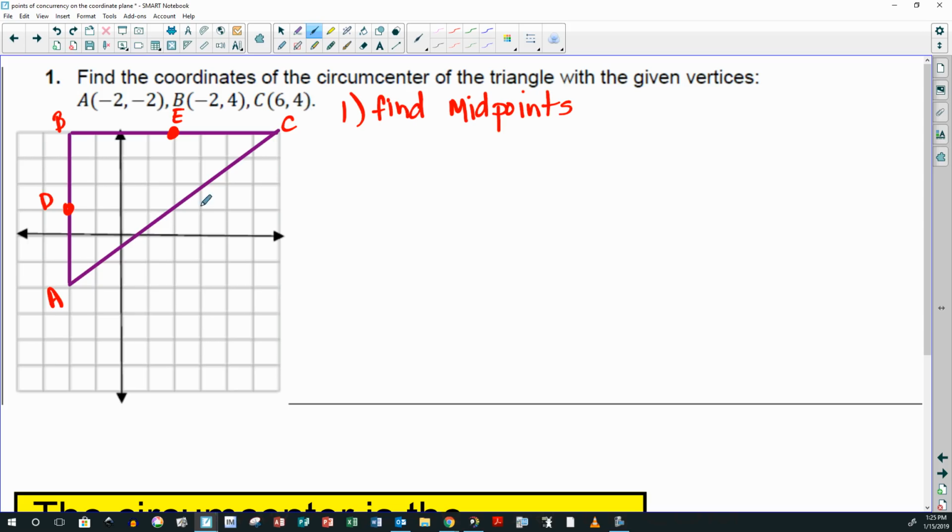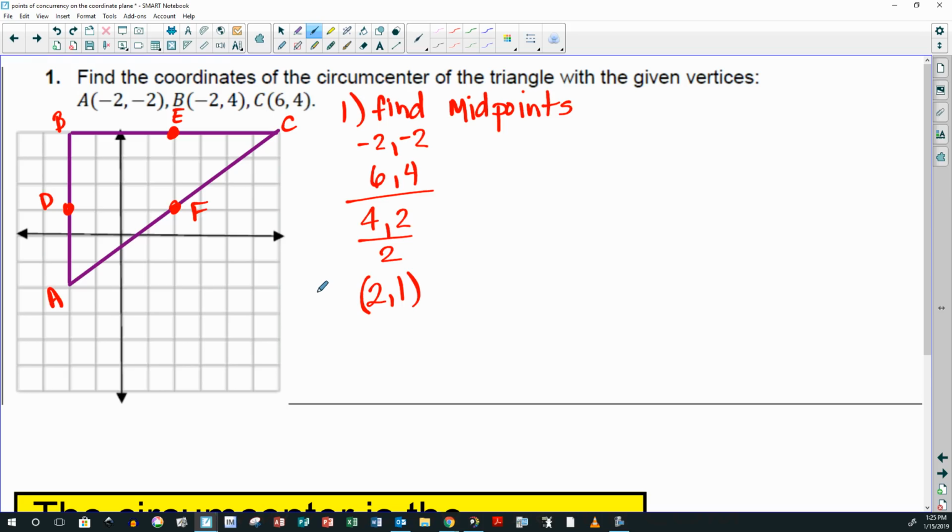Now to find the midpoint of AC. So remember, to find the midpoint, you add both points and divide by 2. So if I add A and C, so -2, -2, 6, 4. So add the two points and divide by 2. So 2, 1. So 1, 2, 1. So I'm going to call that point F. So I have all 3 midpoints.